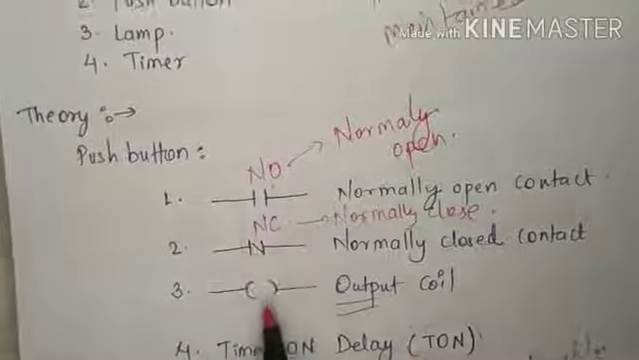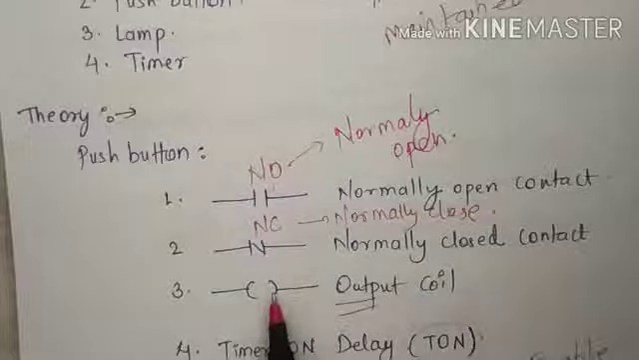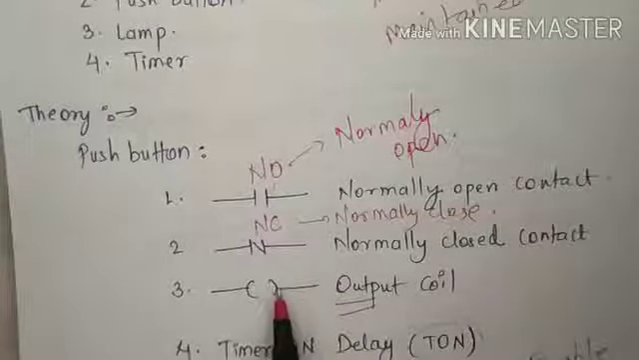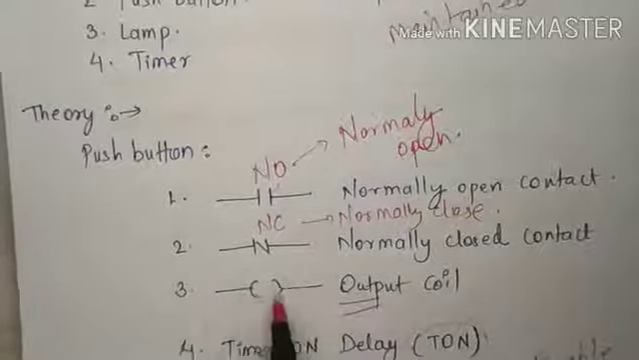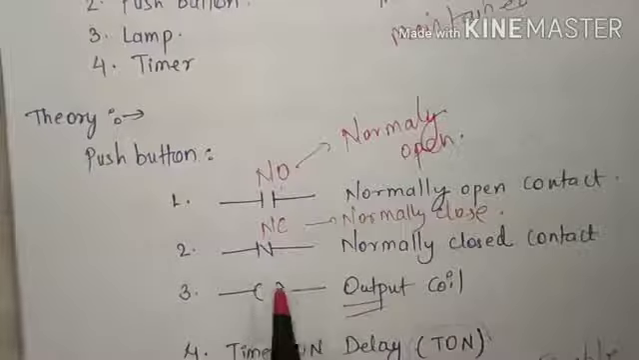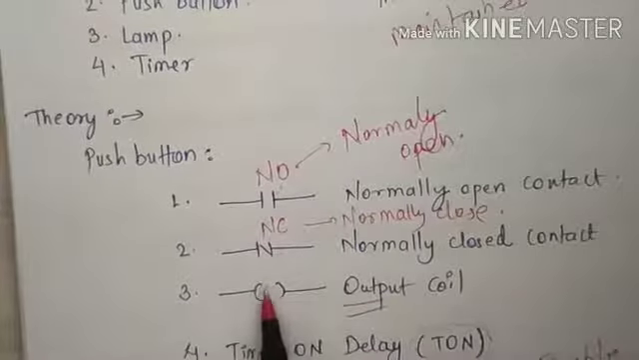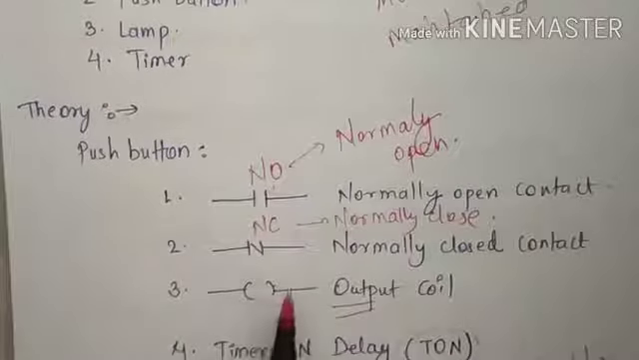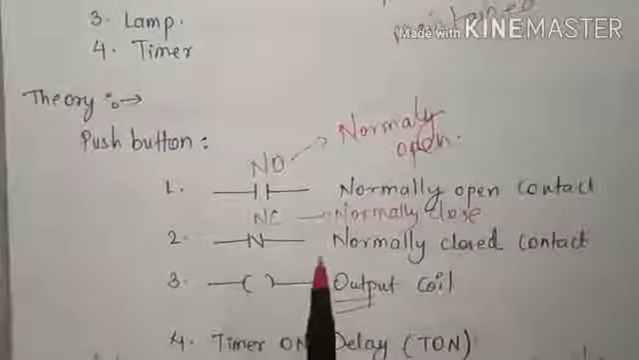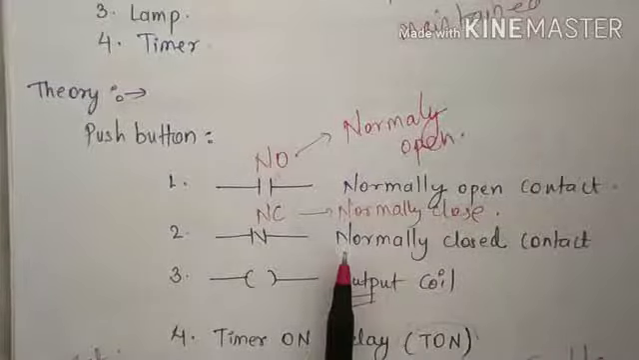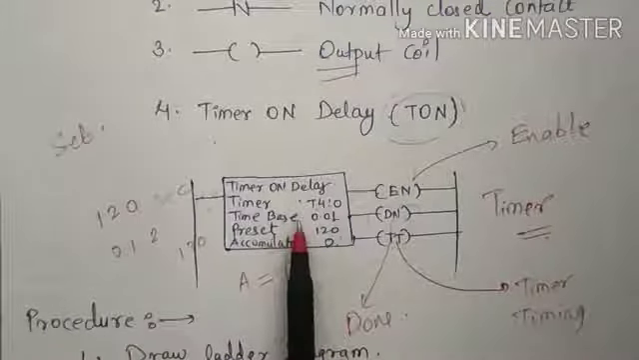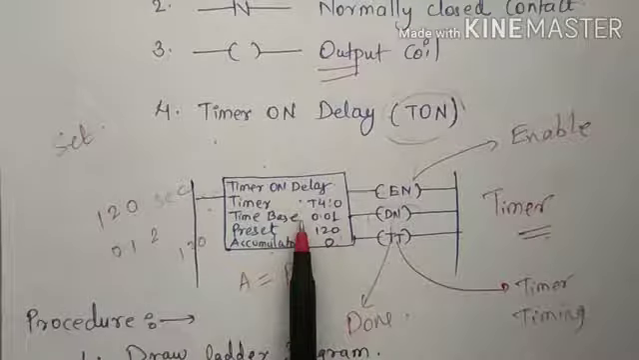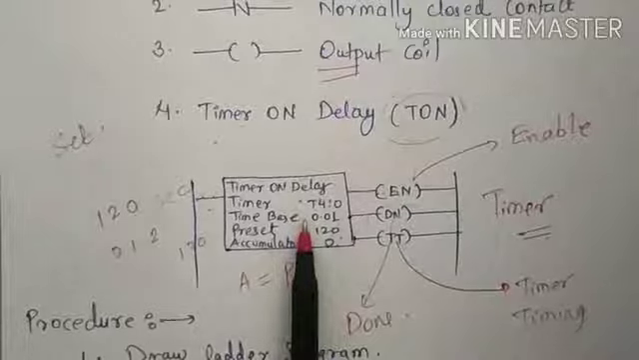Then we have the output coil. It is used in relay logic diagrams. If there is power flow to the coil, the bit at the address is set to 1. When it gets power, it will be set, otherwise it will be off. So this is the basics of these switches. Then we have the TON timer, as I have said, to turn an output on or off after the timer has been set for a preset time interval.